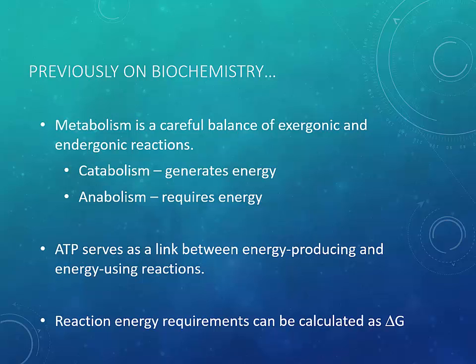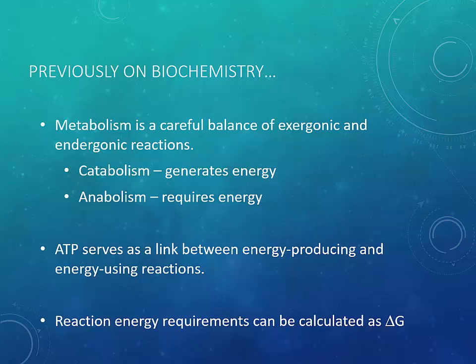TCA cycle reactions. Previously we've looked at how metabolism is a careful balance between exergonic and endergonic reactions. We have two types of metabolism: catabolism, which generates energy, and anabolism, which requires energy. Palmitate biosynthesis would be anabolic because we're building up a material, whereas glycolysis and TCA are catabolic because we are taking a material and breaking it down and releasing energy from it.